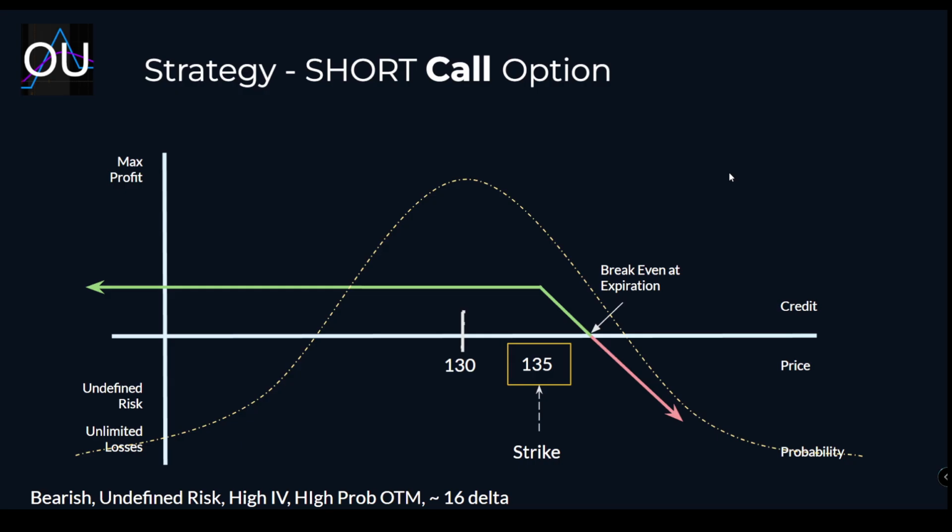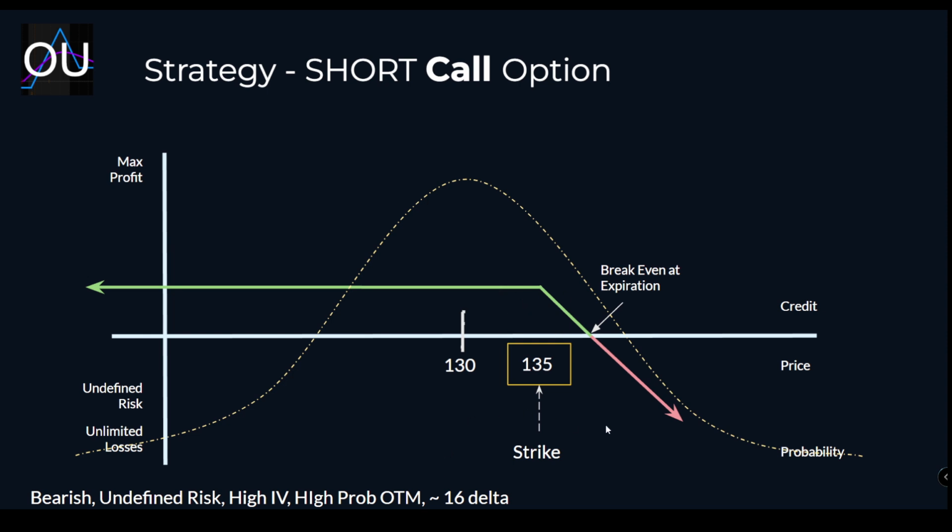Okay, so the short call is basically now selling an option, and in this case you're collecting a premium. The price is 130 and your strike is 135, so it's above the market, slightly out of the money. We're taking a bearish, undefined-risk position, because you have undefined losses if the stock price goes above that 135 plus the premium you received for the option. We want to use these in high IV, high-probability out-of-the-money trades.